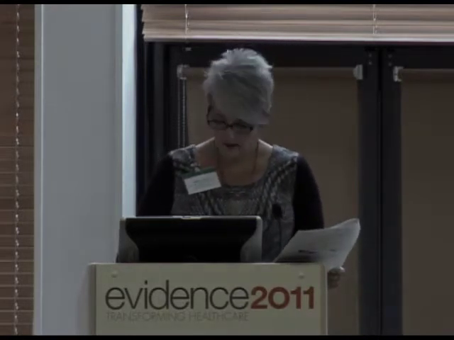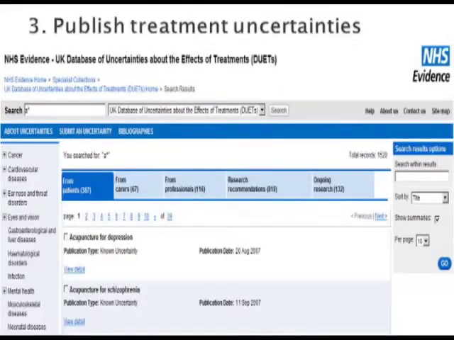When we've decided that we're all happy with what we've got and we're happy that they're genuine uncertainties, they then get put onto DUETs, and this is the homepage of UK DUETs, which is a web portal, which is part of NHS Evidence, which is part of NICE. On the left-hand bar is your navigation of familiar topics, and across the top are the sources of the uncertainties. We've got about 1,000 there now directly from people and about 2,000 from the research literature.